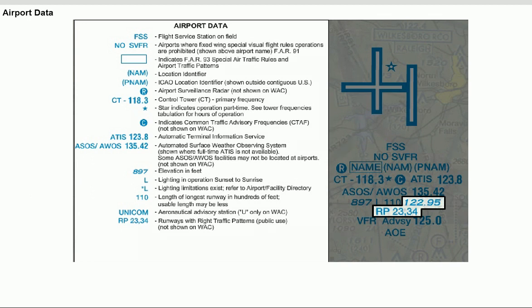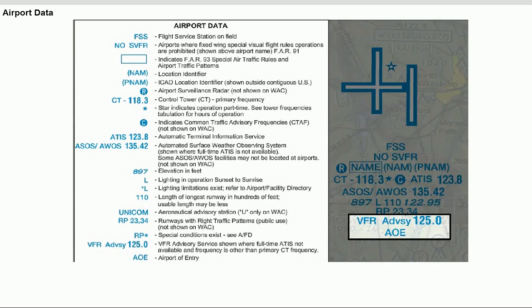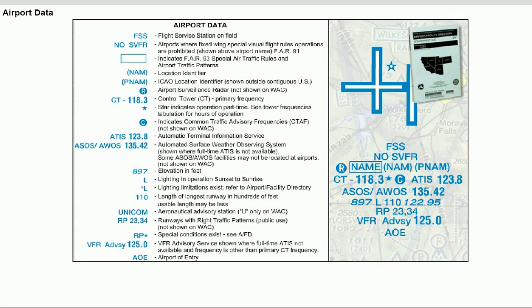Airports that have runways with right traffic patterns are depicted in this example with the letters RP, which indicates that right traffic patterns affect runways 23 and 34. For current airport information, the legend might include VFR Advisory Service. VFR Advisory Service is shown when full-time ATIS is not available and the frequency is other than the primary control tower frequency, which is 125.0 in this case. Additionally, the airport might be designated as an Airport of Entry, or AOE, which provides customs and immigration services for incoming flights. You can find additional information about your destination airport in the appropriate airport facility directory.